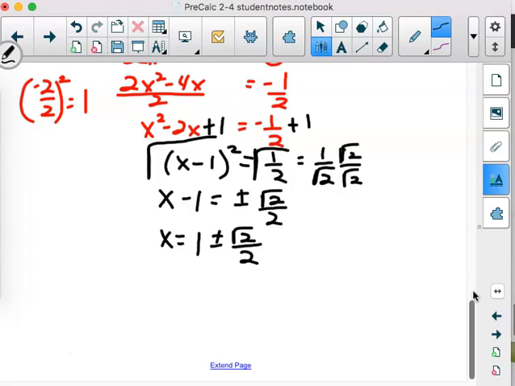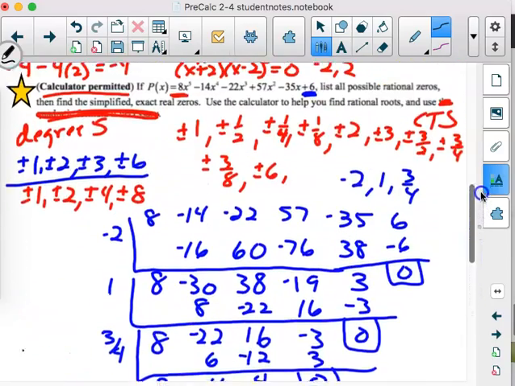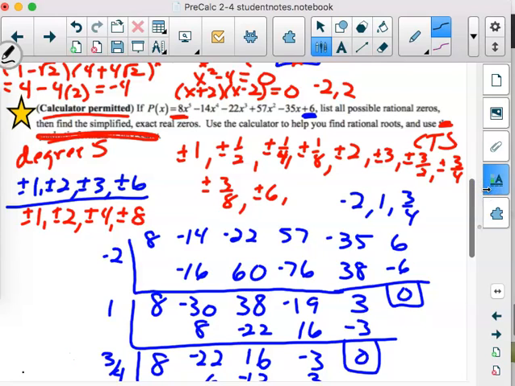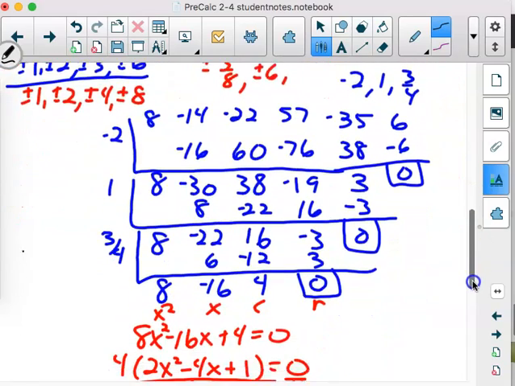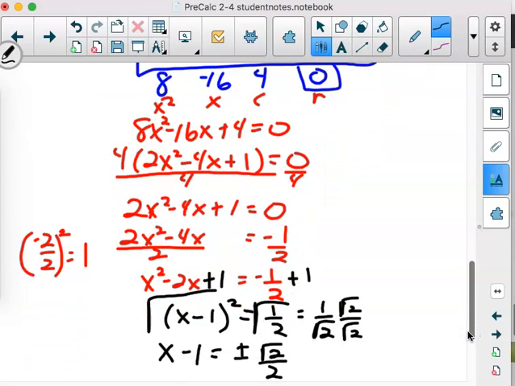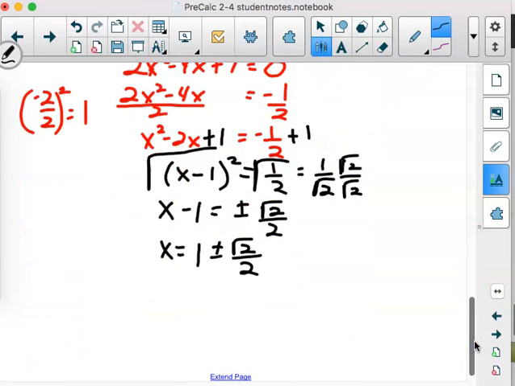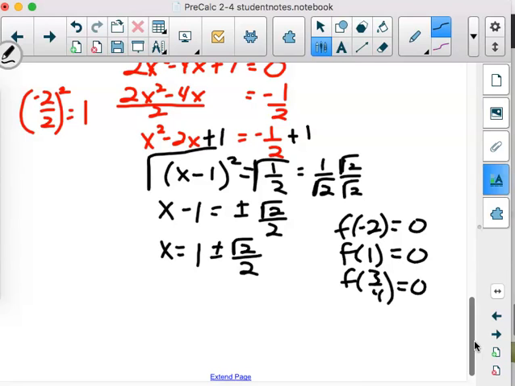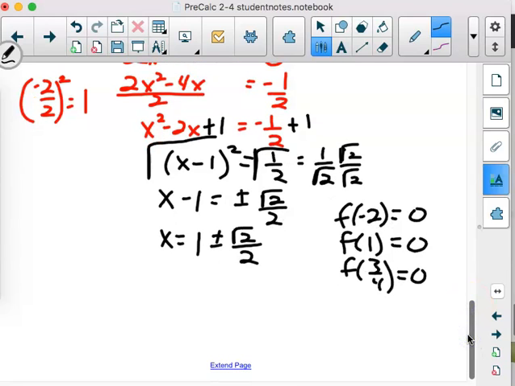So now, this one just said find all the zeros. So you could write this one with the f of x notation if you want to, or you could write them as ordered pairs. It's not going to make any difference. So we originally had our negative 2, our 1, and our 3/4. And we added this kind of nasty irrational 0 here.